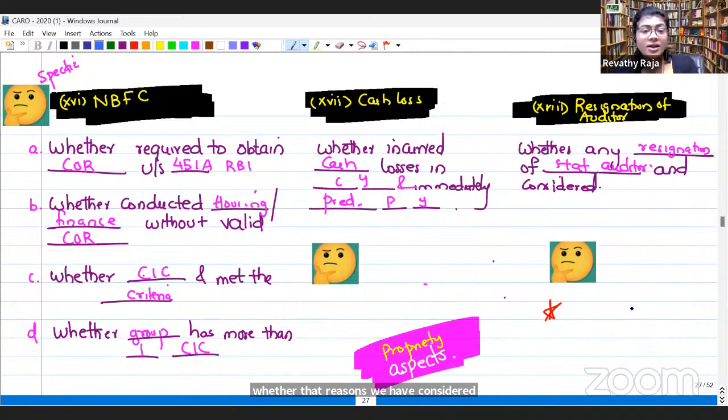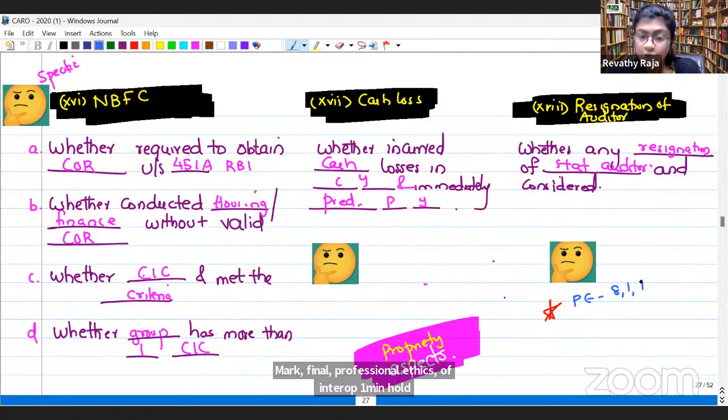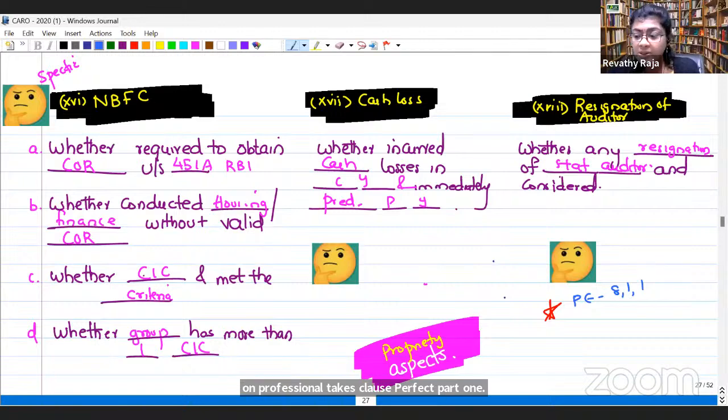Makle, final. Professional ethics, 1 minute, hold on. Professional ethics, clause 8, Part 1, First Schedule. Communicating with the previous year auditor, plus clause 9, 11, compliance of 140, etc. Okay.